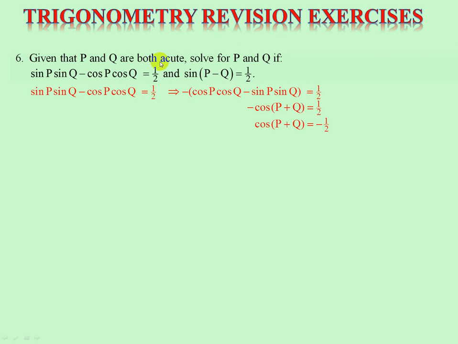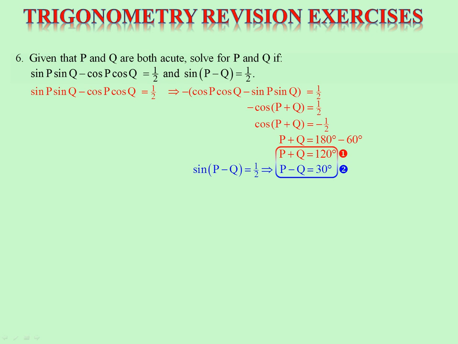Now, P and Q are both acute. It's quite possible for cos of P plus Q to be negative a half, because you can add two acute angles and get into the second quadrant. So therefore, I'm going to solve for P plus Q where it's going to be a second quadrant angle where it's negative. So 180 minus the special angle 60 degrees. So there we are. There's the one. The other one, there's sine of P minus Q equals a half, which means that P minus Q is 30 degrees. We now have our simultaneous equations.